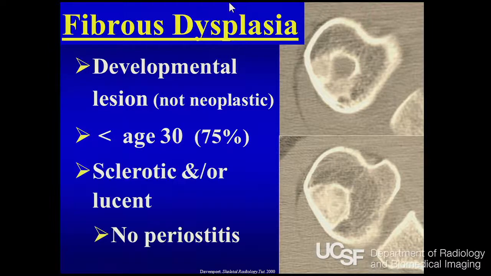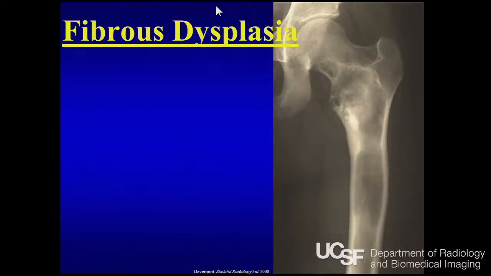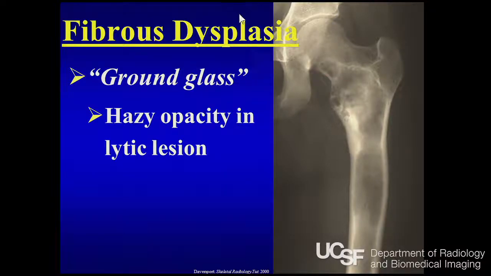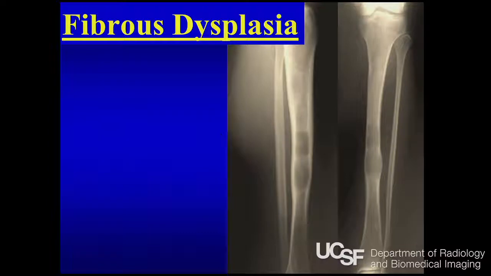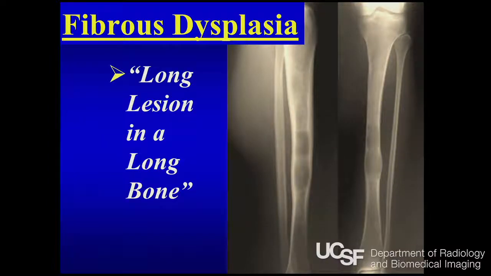Moving on to fibrous lesions, let's start talking first about fibrous dysplasia, a developmental lesion that typically presents in kids and young adults as a sclerotic and/or lucent lesion without any periostitis. Unless, of course, there's a pathologic fracture, in which case there may be some periosteal reaction. Described often as having a ground glass type of matrix, that simply refers to the hazy opacity in a lytic lesion. The bone is weakened, so it may bow. The characteristic shepherd's crook deformity simply describes the varus deformity that can occur in the proximal femur of someone with fibrous dysplasia. One more descriptor that I find helpful is the description of it being a long lesion in a long bone, like we see here.